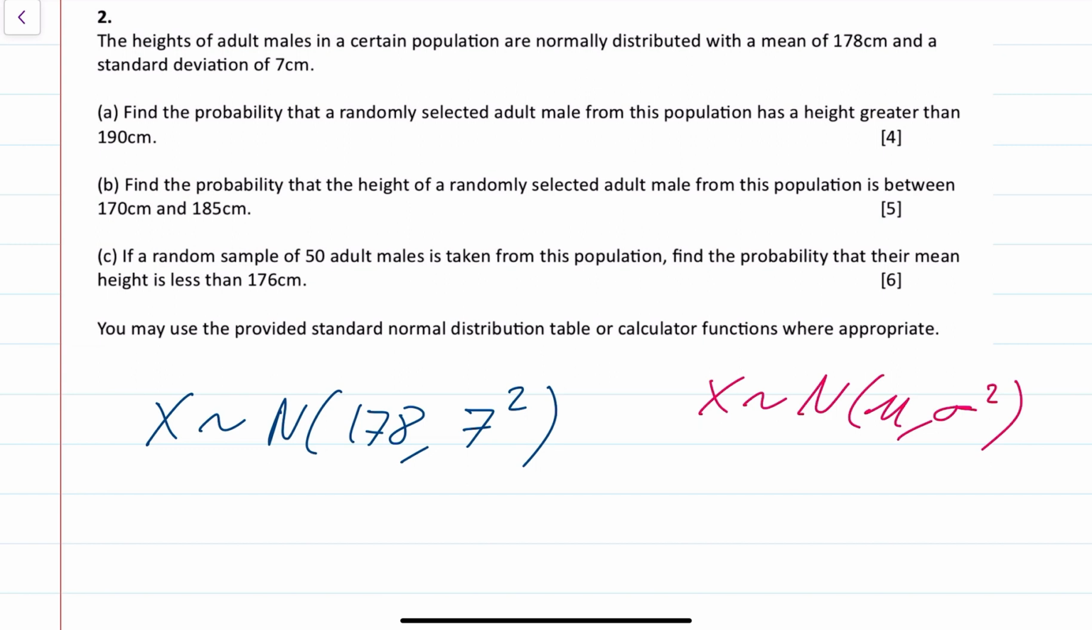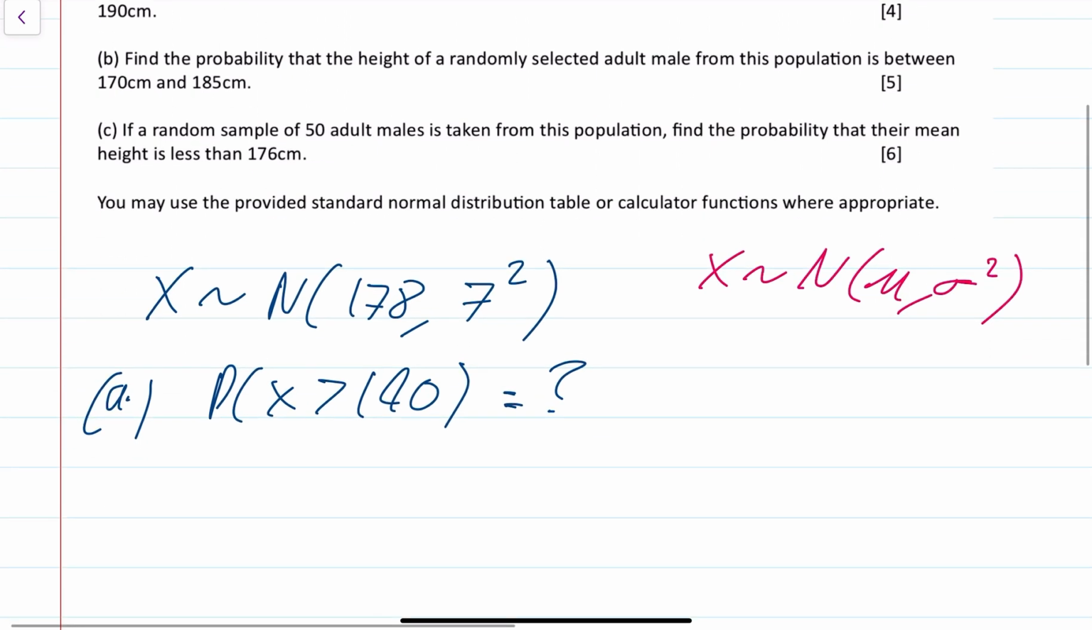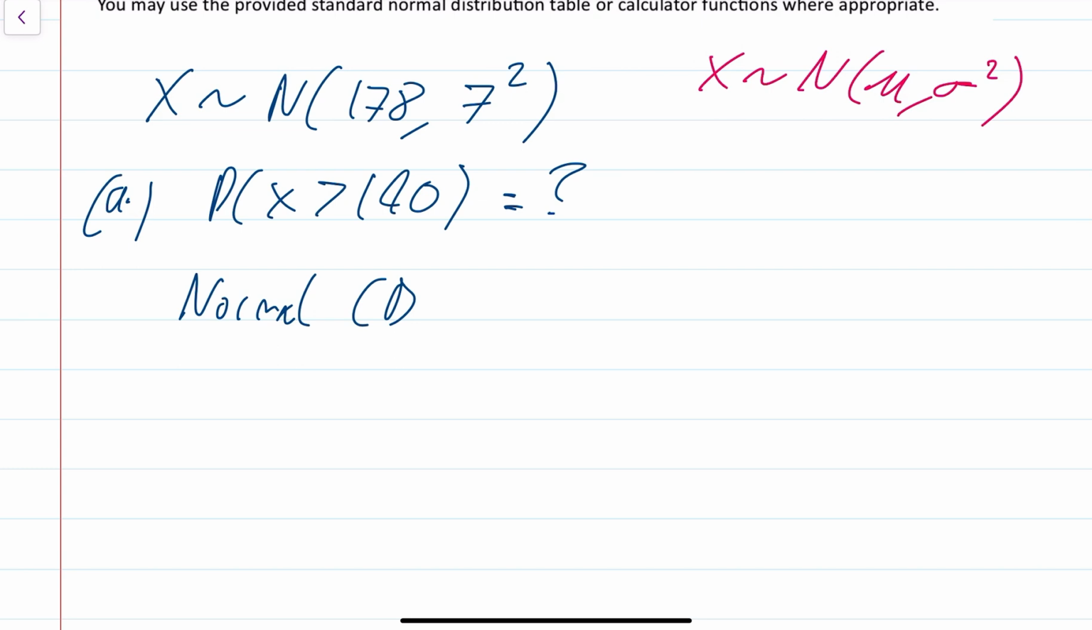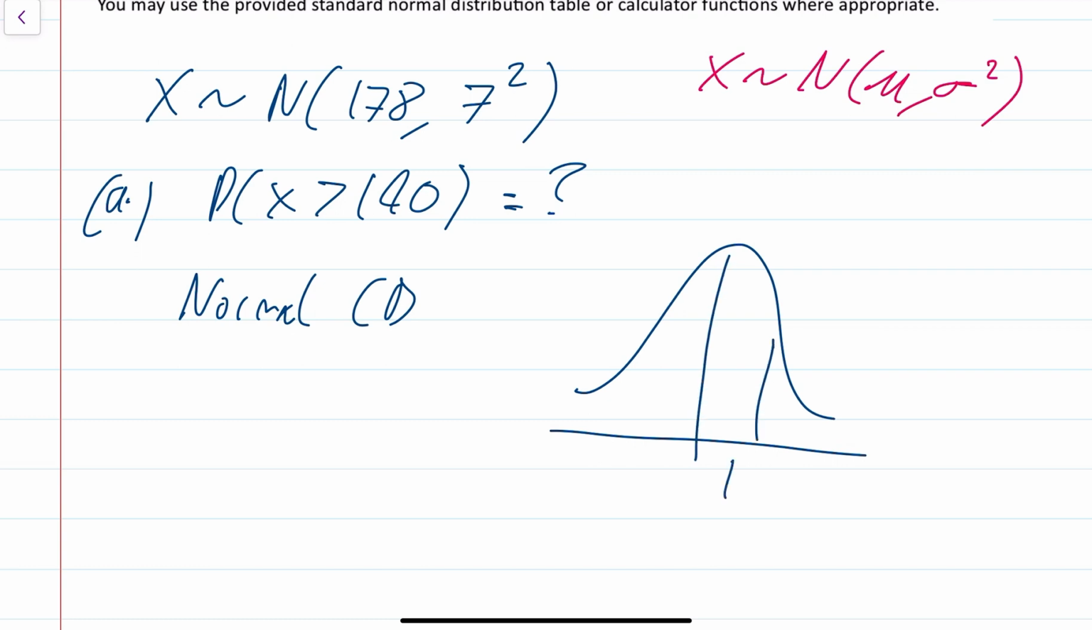So the first bit says find the probability that a randomly selected adult male from the population has a height greater than 190. Okay, so we can do this using our normal CD function on the calculator, and that's what we're going to do. So if I go to distribution, then normal CD, and let's just do a diagram. There's 190, and I want this up here.